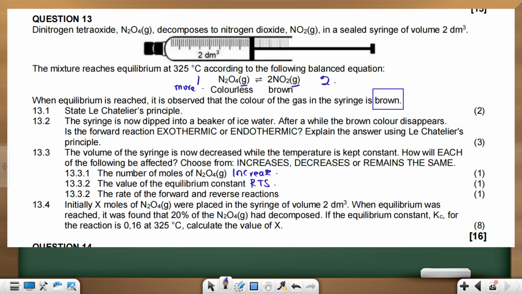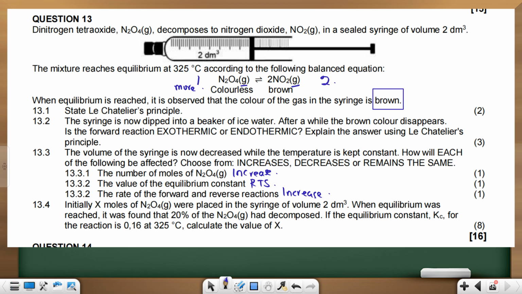What happens to the rate of the forward and the reverse reaction? Will it increase? Will it decrease? Guys, we are increasing pressure. Go back to rates. If we increase pressure, it will increase. Just normal rates. We spoke about the 6 factors, remember. If you increase pressure, the rate of reaction increases. This one is not talking about chemical equilibrium. It's talking about rates. Are we okay so far?